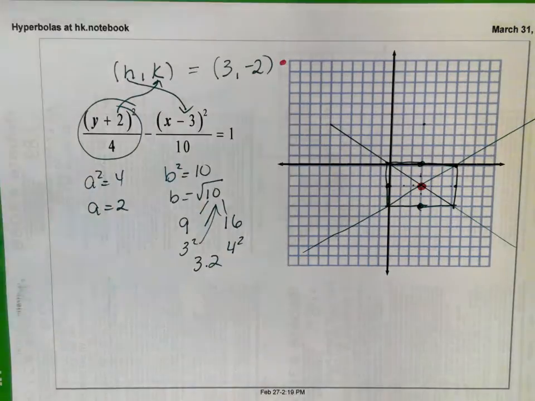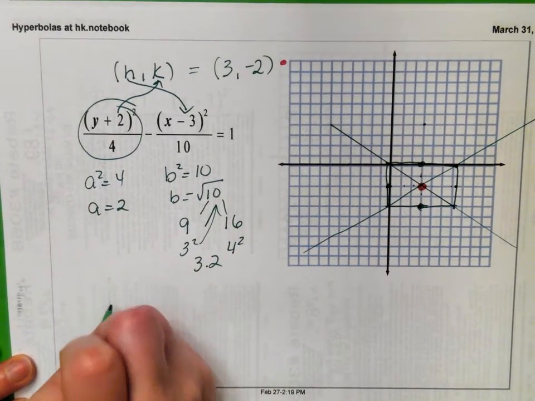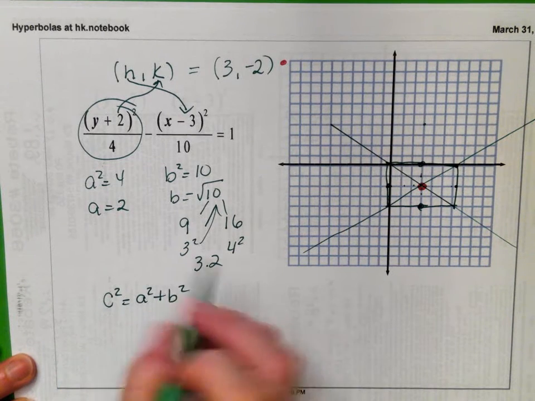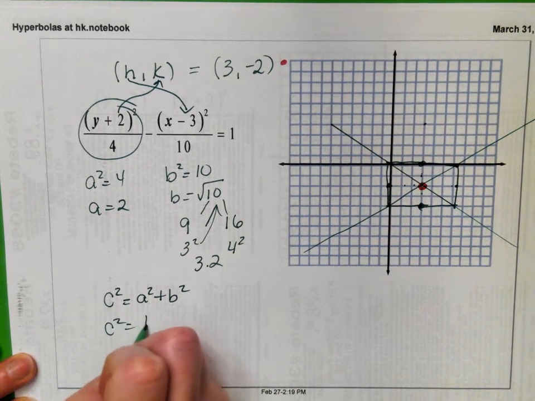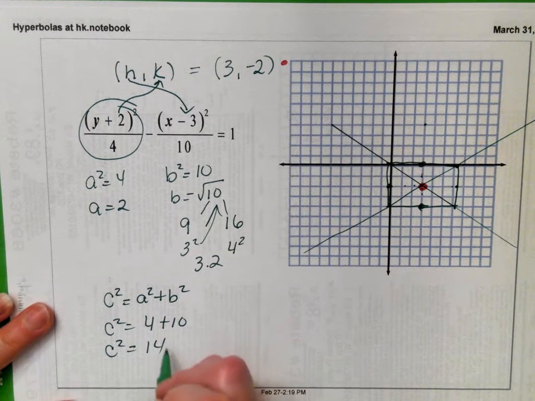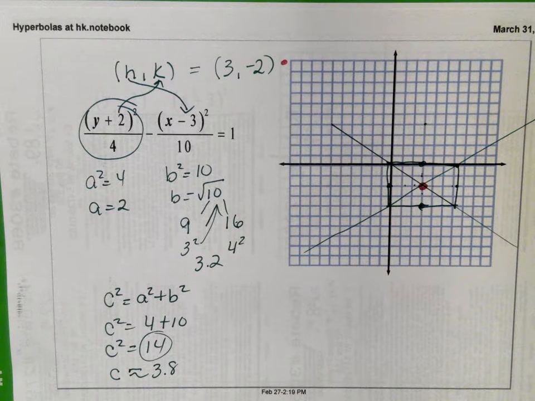Alrighty, and I need my foci. So let's take a look at that. C squared is A squared plus B squared. So C squared is 4 plus 10. C squared is 14. And again, I'm in that same boat again. I'm between 9 and 16, but I'm closer to 16 this time. So we're going to call C about 3.8.